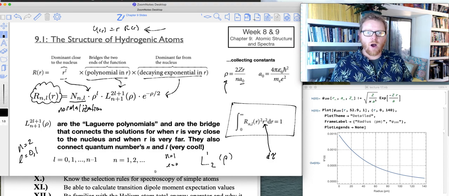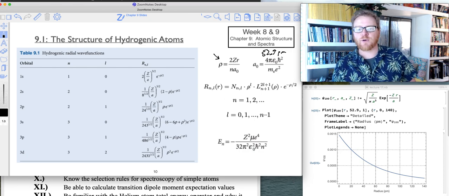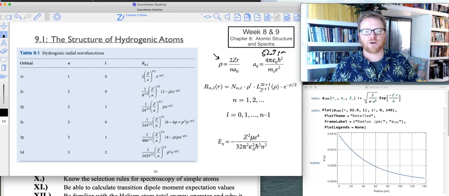Moving on, here are the radial wave functions for a given set of quantum numbers. This is getting really cool. Once again, there's a collection of constants. Rho is 2Zr divided by na, where a is the Bohr radius, and a is a collection of all of these constants, which we know gives us 52.9 picometers.